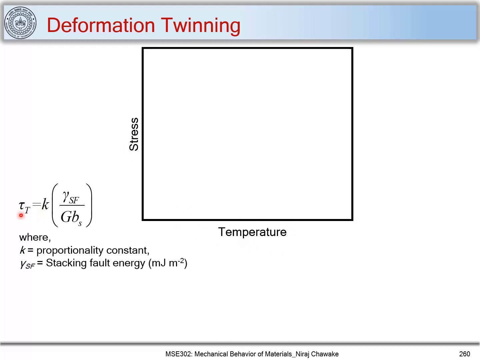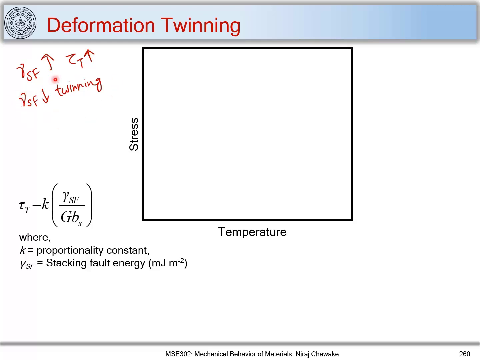The stress required for twinning can be given as K gamma SF upon G b_p. So you can say that if gamma SF, that is the stacking fault energy of the material, is high, the stress required for twinning will be higher. Let me write it down here. If I have gamma SF higher, tau T, that is the stress required for twinning, will be higher, and thus twinning will be shown for materials for which the stacking fault energy is lower.